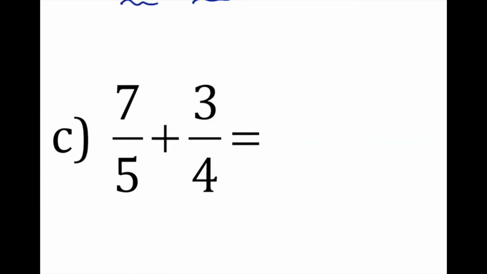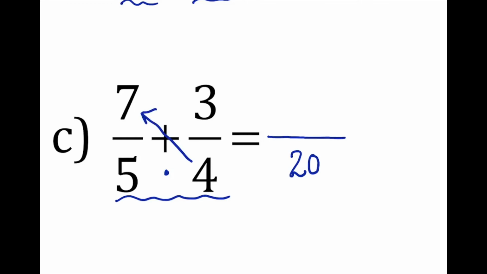7 over 5 plus 3 over 4. The common denominator will be 20, which is basically like multiplying 5 times 4. So 20 is my common denominator. And when I multiply the denominators by each other, then I can just multiply the crisscross like that. So then 7 times 4 is 28. And 5 times 3 is 15.